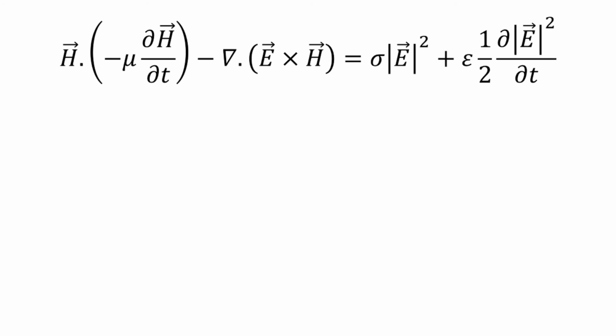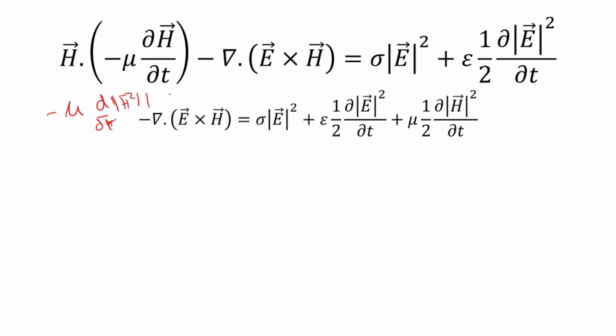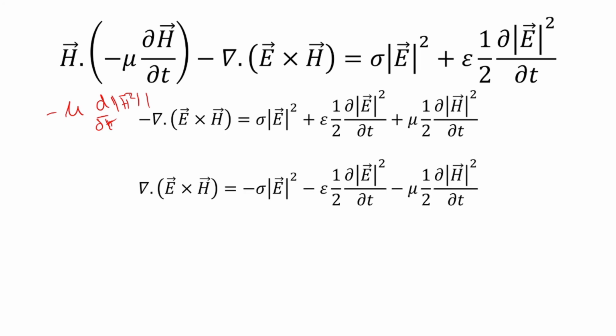Again, if I dot this, this would be minus mu times half dou by dou T of mod H square. So this equation I can write as the divergence of E bar cross H bar. If I take the negative sign there, the divergence of E bar cross H bar is equal to minus sigma E square minus epsilon times half dou E square by dou T minus mu times half dou H square by dou T.